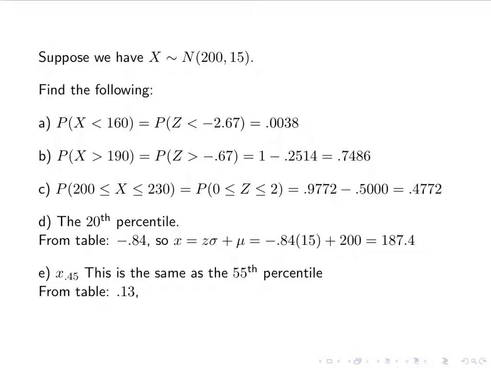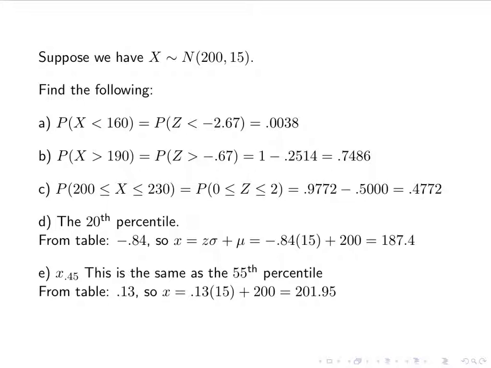So I'm going to plug that into our equation again to change it from a z value to an x value. So x is going to be 0.13 times 15 plus 200. That's going to give me 201.95.